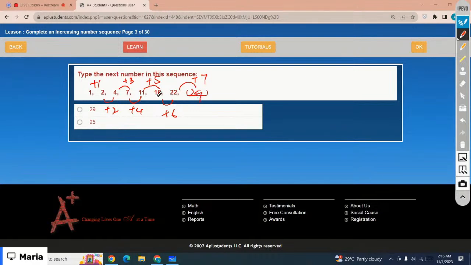Very good. That would be 29. You need to add 7 to 22. So the next number in the sequence is 29. Got it?